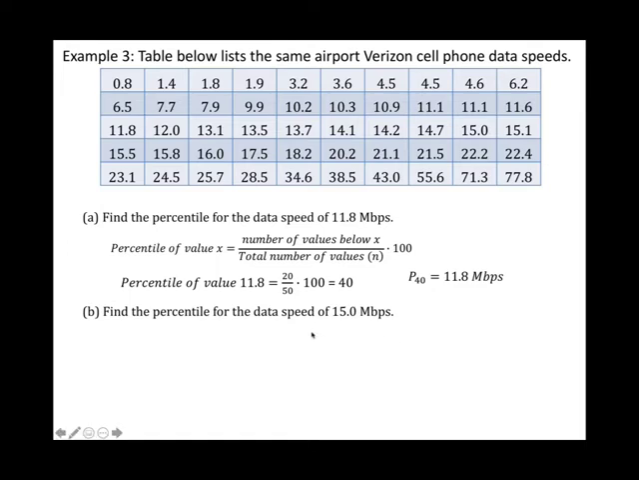Check your work. The data speed 15 is here. You're going to count how many data are below 15. You have 10, 20, and 28. So 28 data below 15, divided by the total number of values, which is 50. You should get 56. So I could say the 56th percentile is equal to 15 in here. That means there are 56% of the data below it and 44% of the data above it.